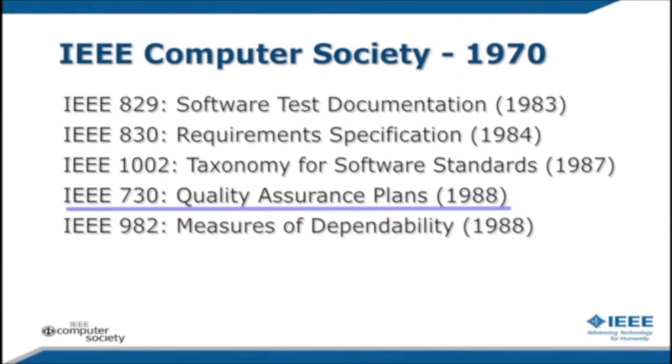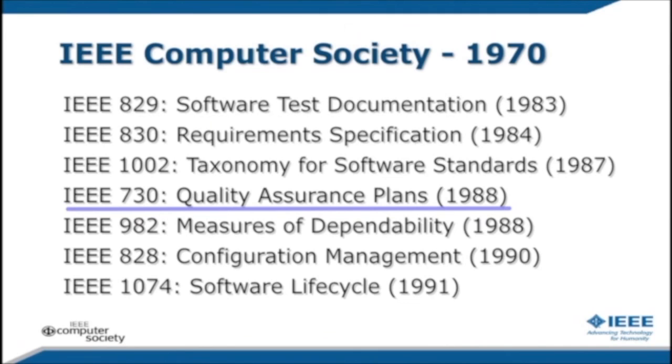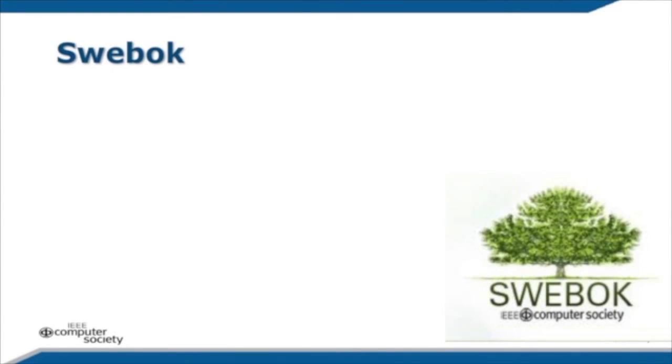982, the standard released that same year, defined what kind of measures you would use to define dependable software. Configuration management was a standard that appeared 2 years later in Standard 828. And finally, the software lifecycle is systematized in 1991 and released as Standard 1074. All of these standards, taken together, led directly to the formation of SWEBOK.